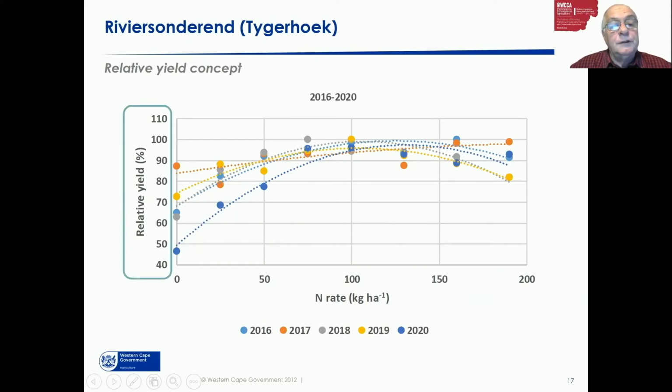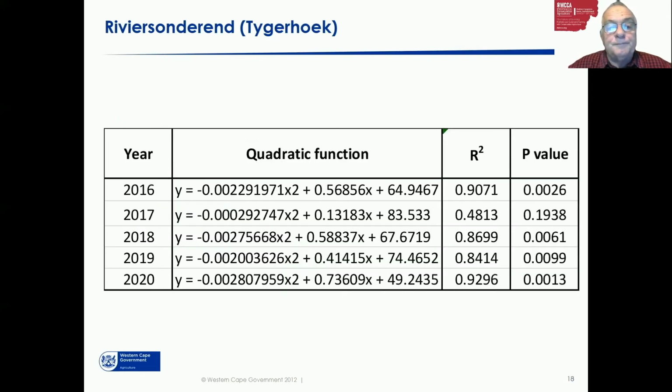calculate the relative yield. Relative yield is basically the yield at a specific nitrogen application rate, expressed as a percentage of the maximum yield for that specific year. And then we fit quadratic functions to that, and this is then what we end up with. It's internationally accepted to try to produce at the 90% level, more or less. So we focus then with our study to get a value in that circled area there. And for Tygerhoek, it would be in the vicinity of 50 to 80 kilograms of nitrogen per hectare.